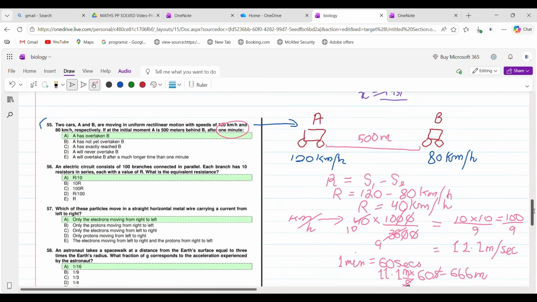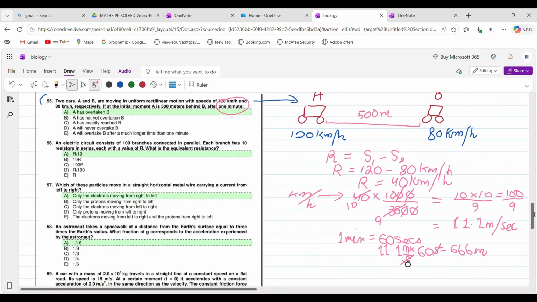Basically now A will have covered a distance of 666 meters. So now our A car would be ahead of B car, because it will have covered 666 meters, and it was behind by 500 meters. So 666 minus 500, we are left with 166. So basically A is 166 meters ahead of B.